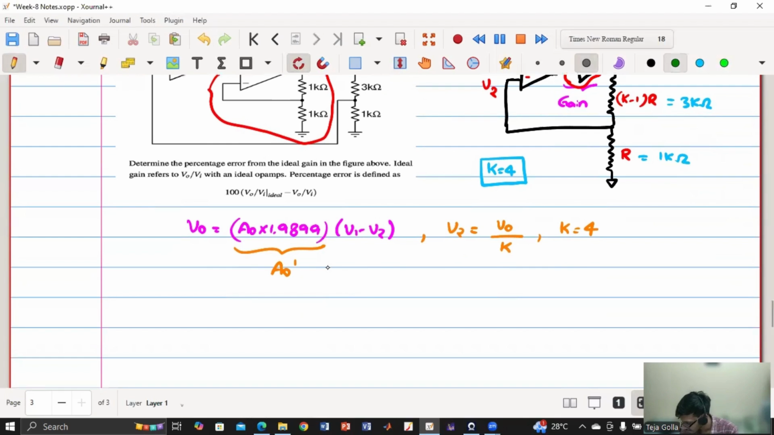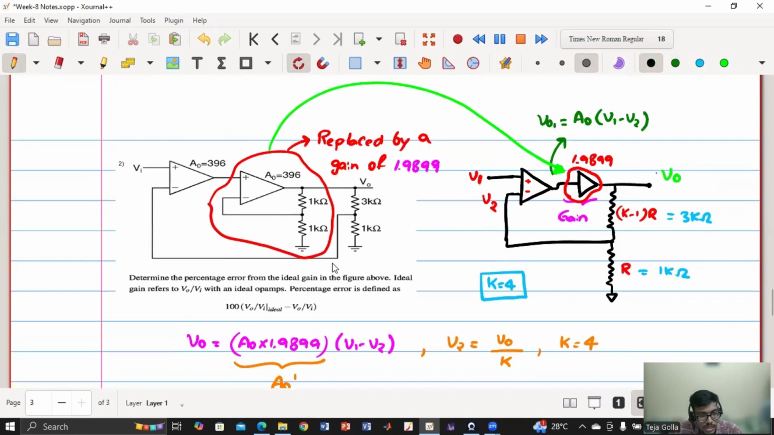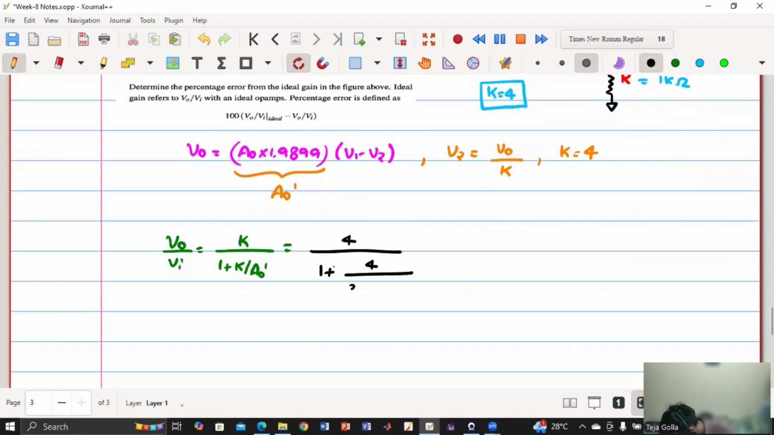So now if I calculate V naught by Vi using my earlier formula, it will be K plus 1 plus K by A naught dash. So if I calculate this, I'll get 4 by 1 plus 4 by A naught dash. A naught is how much? 396, right? Let me check. 396 into 1.9899. So can someone quickly calculate this value and tell me what it comes to?